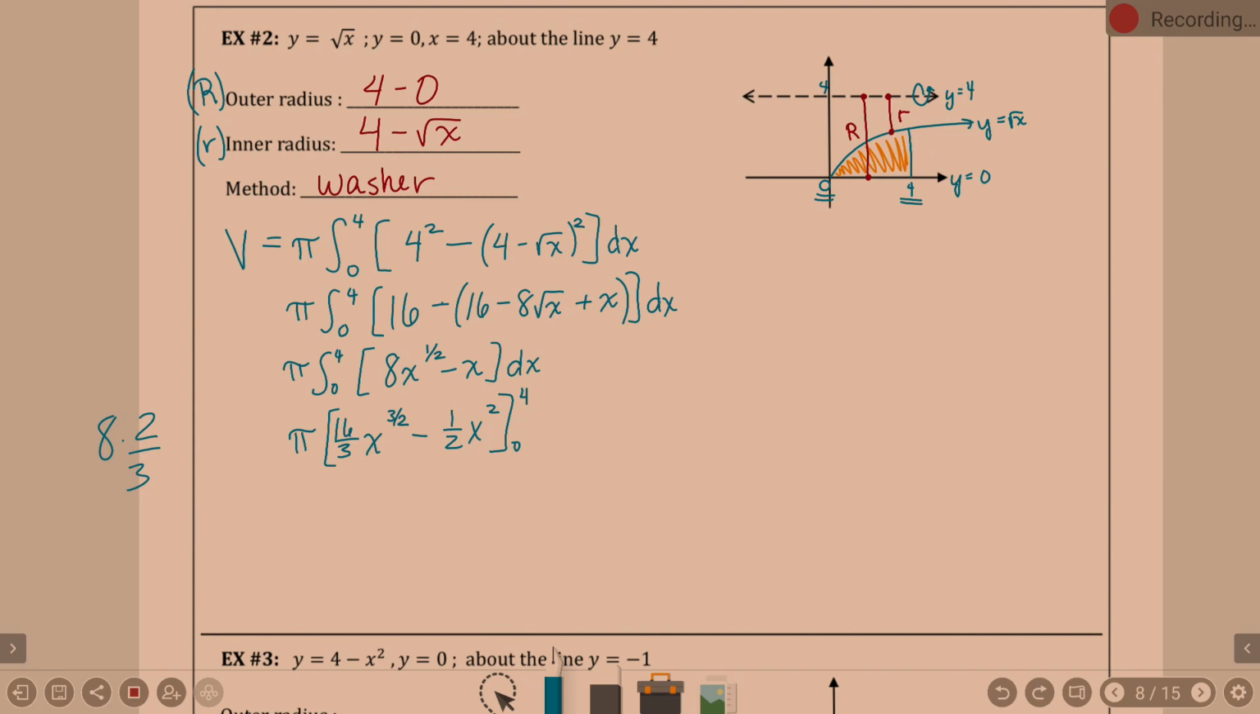Are you there with me on the 16/3 x to the 3/2? Add 1 to the power, it's 3/2. Dividing by 3/2 is multiplying by 2/3. 2/3 times 8 is 16/3, yes? Okay, pi. x to the 3/2, so 4 to the 3/2. The square root of 4 is 2. 2 to the 3rd is 8. So whatever 16/3 times 8 is.